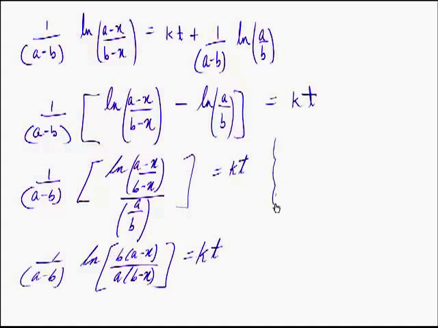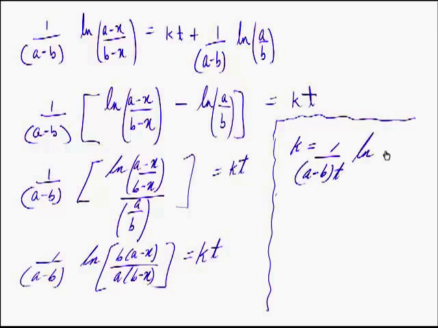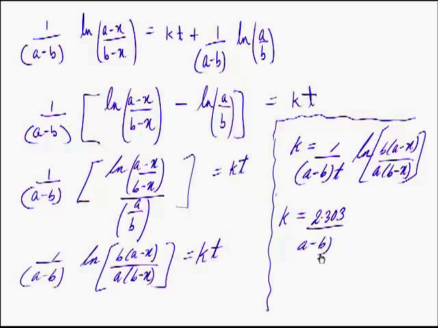So if we simplify this further, we can write the expression for k as 1 upon a minus b into t ln b into a minus x upon a into b minus x. And if we wish to express it in log to the base 10, then we can multiply the right hand side by 2.303. So the expression will be having log to the base 10 in that case. So this becomes the integrated rate law expression for the second order reaction where the initial concentration of the two reactants is not the same.